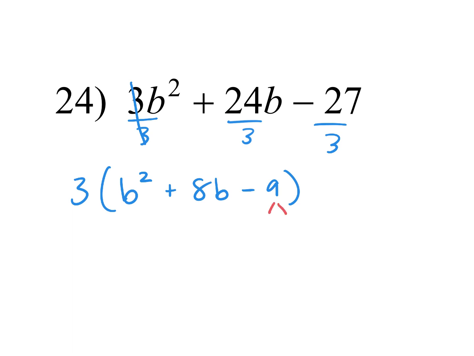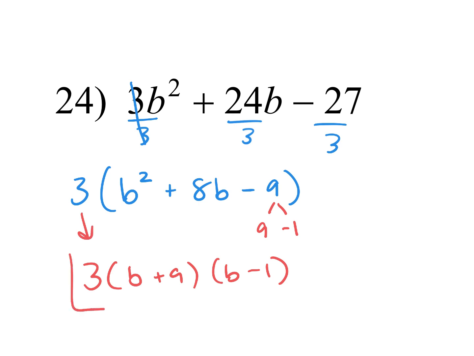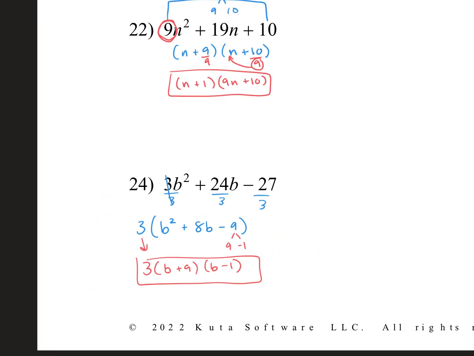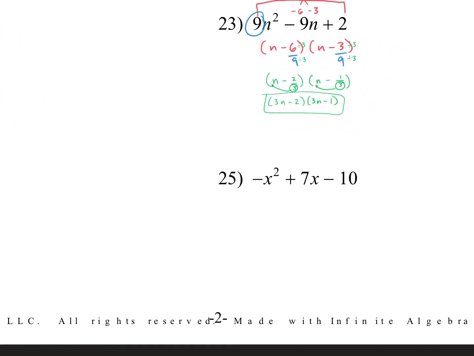What are two factors of negative 9 that add to 8? 9 and 1, and which one's negative? The 1. So this would be b plus 9 times b minus 1. What am I missing? The 3. Don't forget that 3. If you take something out, you got to put it in your answer. Any questions here? One more.